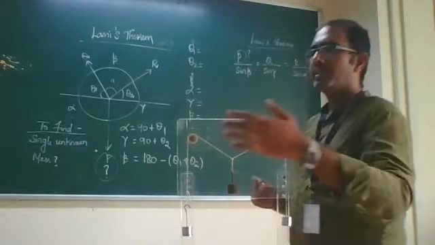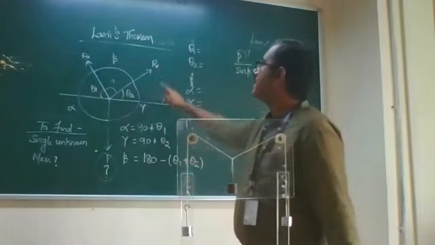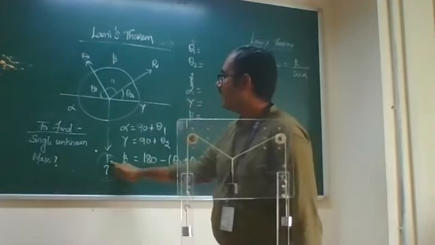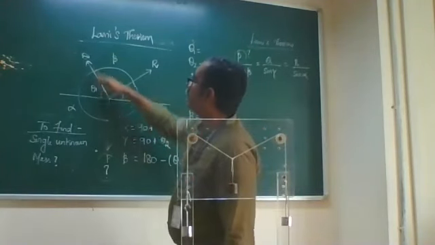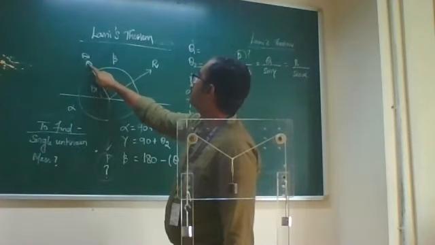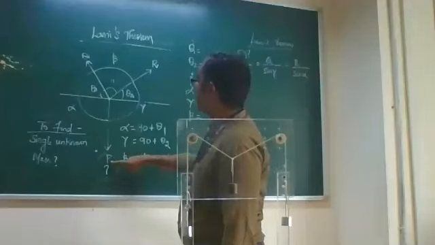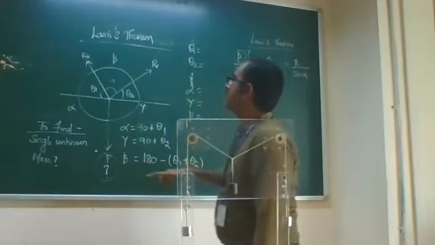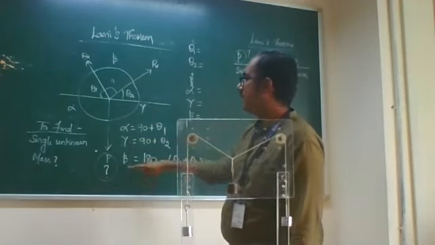This kit is represented in the free body diagram. This point is represented as Q, this point as R, and this point we are going to represent as P. The angle between P and Q we take as alpha. The angle between Q and R we take as beta. The angle between P and R we take as gamma. Now we should know the values of alpha, beta and gamma.